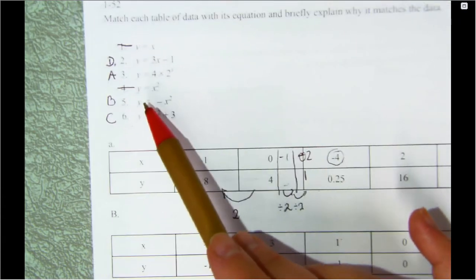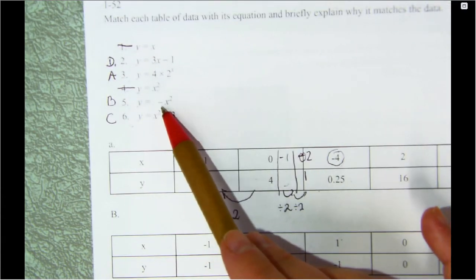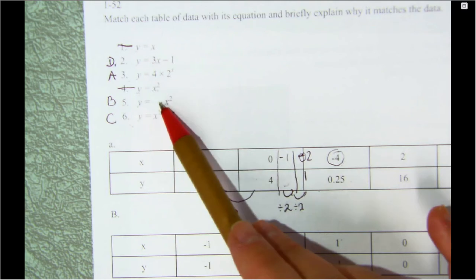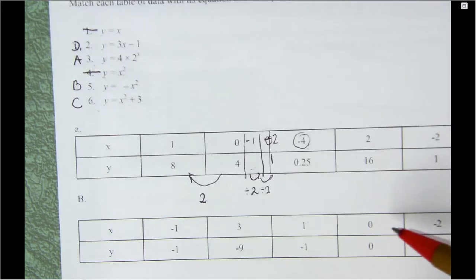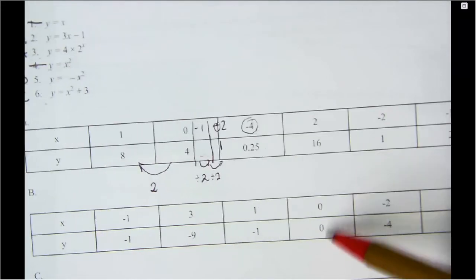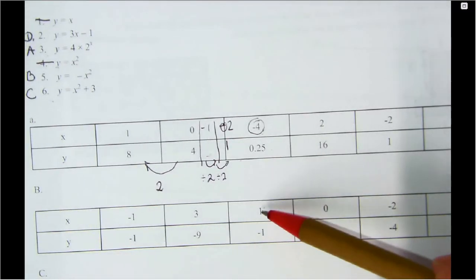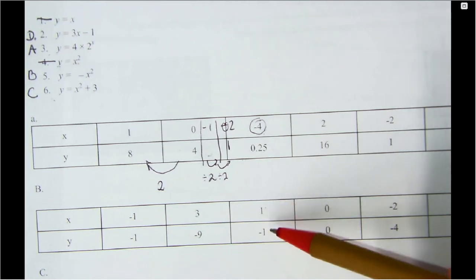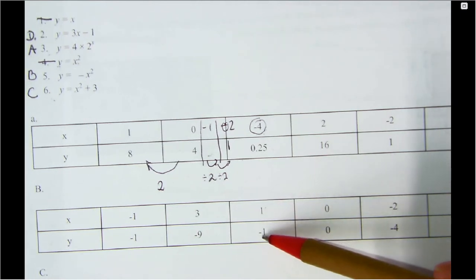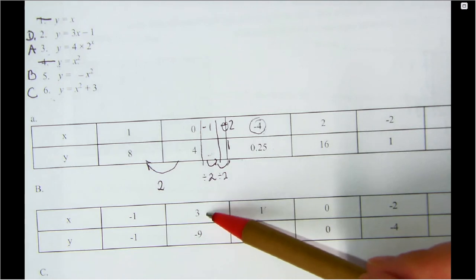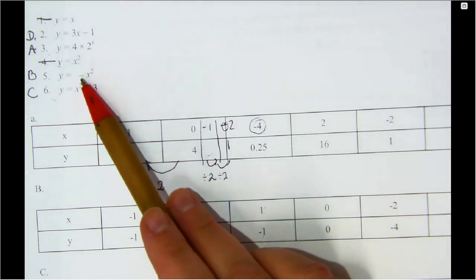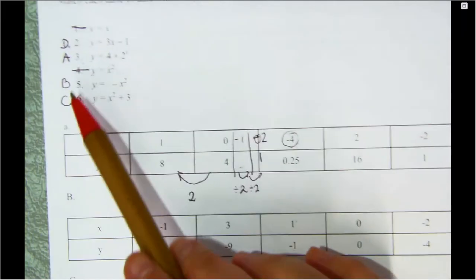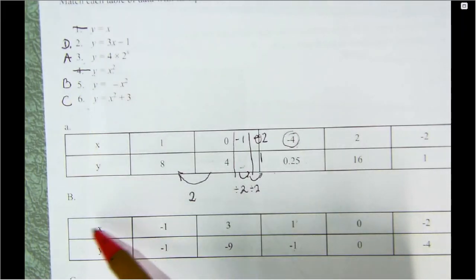But then I have another one that looks very similar, except it has a negative. So y equals negative x squared. If I take 0, squared is 0, negative 0 is just 0. So I will be looking at this one. And then if I take 1 for x and square it, and then put a negative in front, that will be negative 1. If I take 3 and square it, that will be 9, but I put negative in front, that's negative 9. So it seems like 5 matches B.